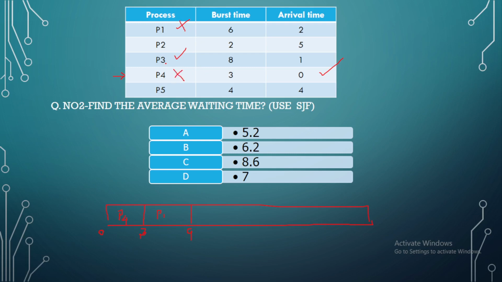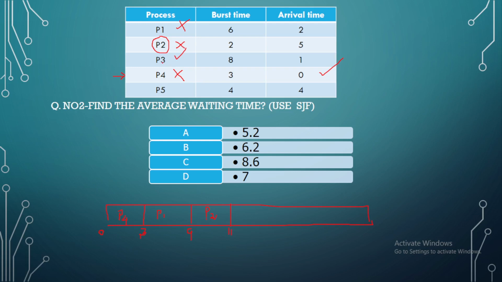P1 is completed, P4 is completed. Now we have P2, P3 and P5. At the time of 9 we have all the processes. Among these the smallest process is P2, so P2 is given the CPU next. P2 will run for 2 nanoseconds, so 9 plus 2, 11. Now P2 is also completed.